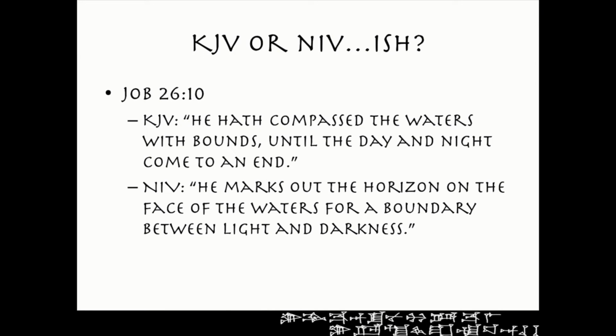Anyway, the King James Version has, "he hath compassed the waters with bounds until the day and night come to an end." Super clear. Whereas the NIV says, "he marks out the horizon on the face of the waters for a boundary between light and darkness." Now, the two translators here are taking the Hebrew text and they're translating it differently.